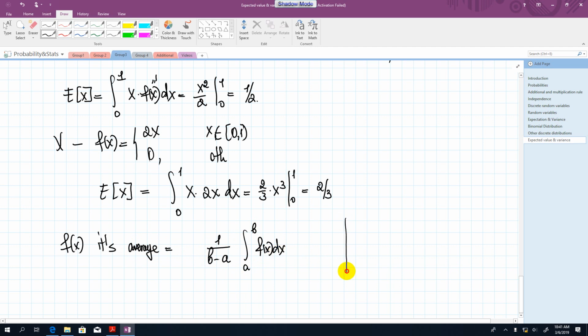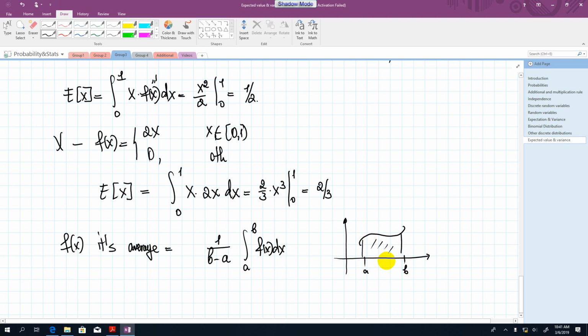Okay? So basically, if you're given a continuous function on the interval between a and b, and you would like to find its average value, it will be like this. So you need to find the area and divide it by the length of this interval. It comes from the mean value theorem. Okay?